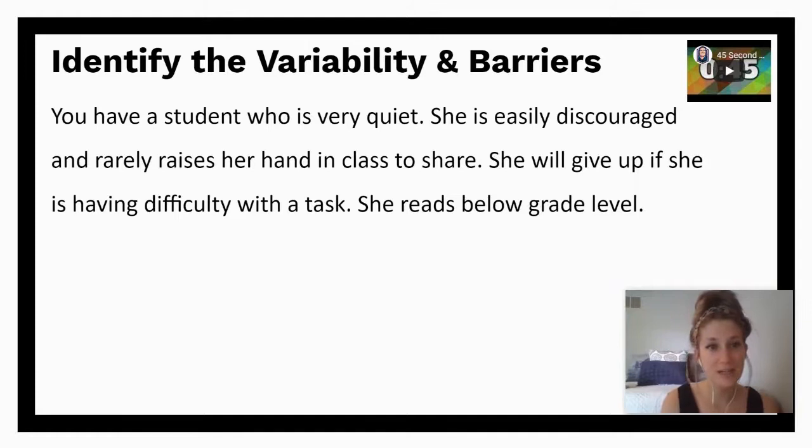Okay, so the scenario here: I have a student who's very quiet. She is easily discouraged and rarely raises her hand in class to share. She'll give up if she's having difficulty with a task. She reads below grade level. Okay, so 45 seconds on the clock. I want you to think about what the variability is and what the barriers are.